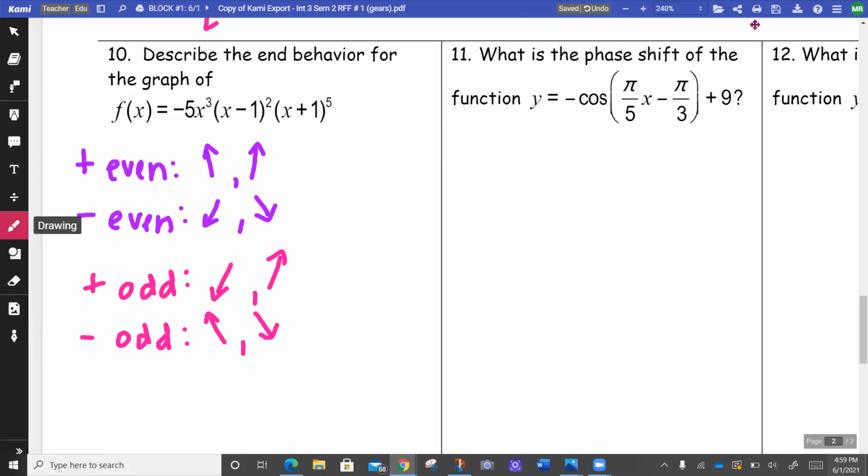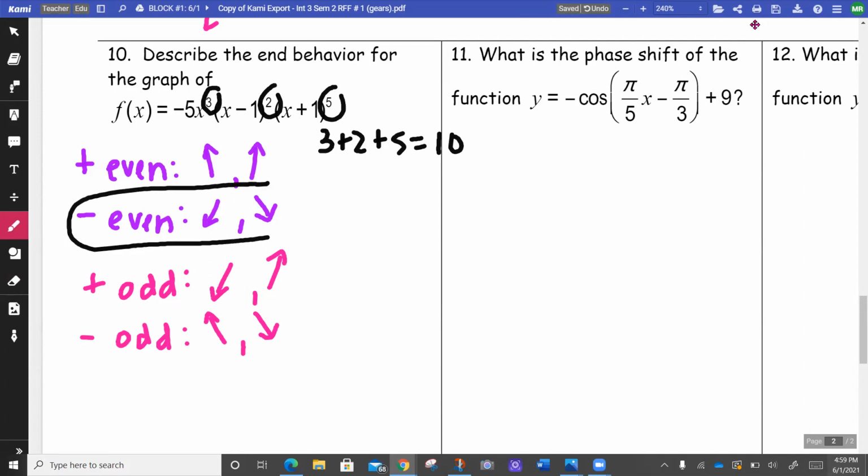So let's check the degree of this. So I've got a 3, a 2, and a 5. So that's going to give me 10. And it's negative. So I'm going to be starting below, ending below.